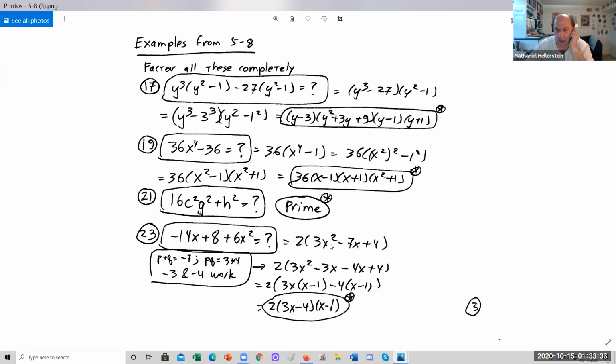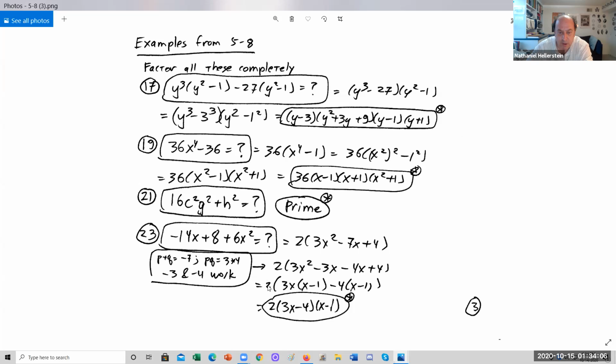So, okay, to factor this, we use the AC method. We need p and q, whose sum is the middle coefficient, -7, and whose product is 3 times 4, which is 12. And what do you know? -3 and -4 work. Their sum is -7, their product is 12, so we're done. So, okay, you write the -7x as minus 3x minus 4x. So 2 times 3x squared minus 3x minus 4x plus 4.